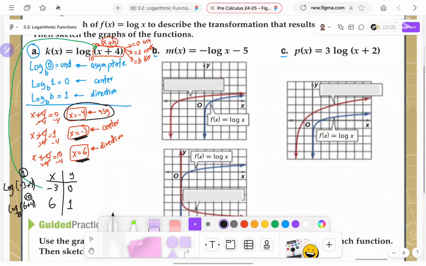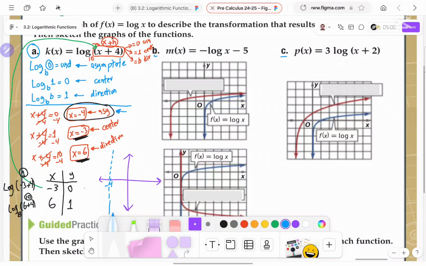Now let's graph the function. Put the x-axis and y-axis. The first thing, plot the asymptote. The asymptote is negative 4. So negative 4 is here. So this is my asymptote.